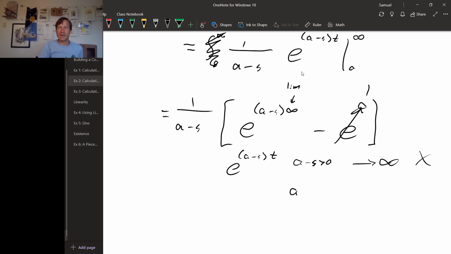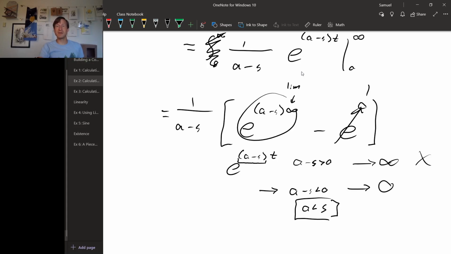So what happens if a minus s is less than 0? Then this coefficient in the exponent is negative. t is going to plus infinity, so the whole exponent is going to negative infinity. So e to the negative infinity is tending toward 0. And so that's well defined. So this whole thing is defined when a minus s is less than 0, in other words, when s is bigger than a. So the domain of our Laplace transform function is right here: s has to be bigger than a. So if s is bigger than a, then this limit is 0.